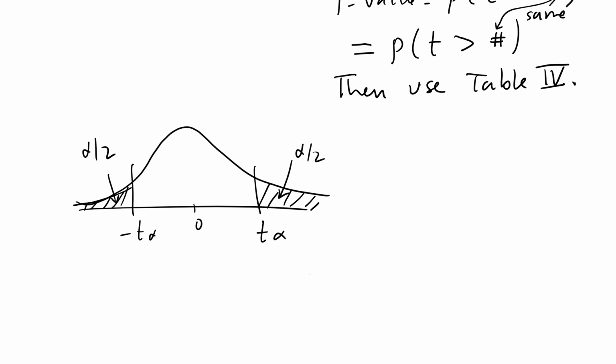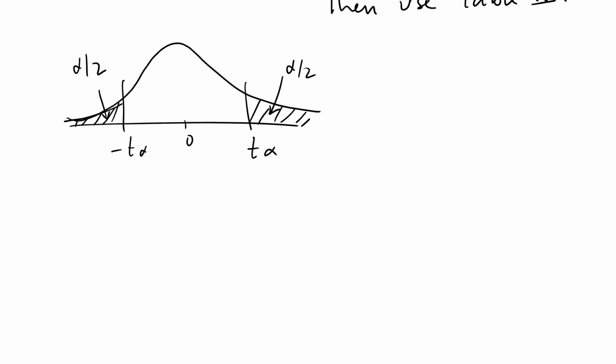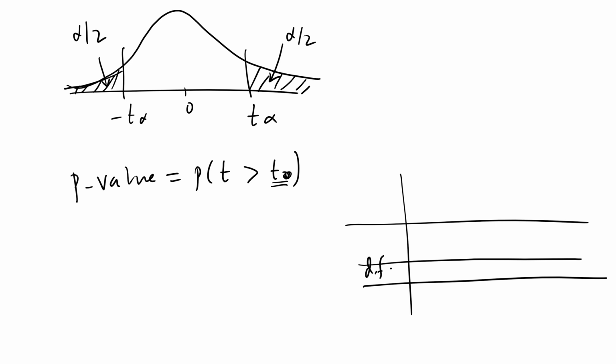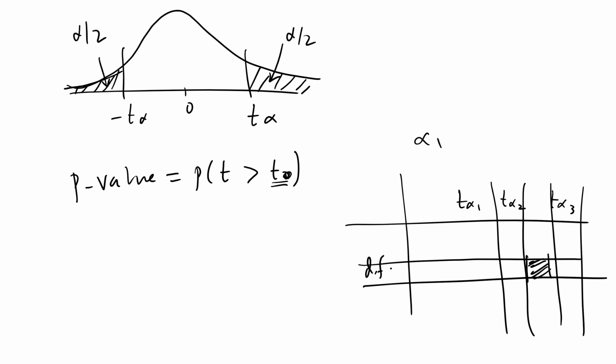So when we use table 4, we can do the same thing to find the p-value. It is the probability that t is bigger than that t0 that we found. And then we go to the table and try to find where that value is, as we did before. So you get the degrees of freedom here, and then look for t sub alpha 1, t sub alpha 2, t sub alpha 3. Let's say it falls in here, between t sub alpha 2 and t sub alpha 3. I assume they are in this order.